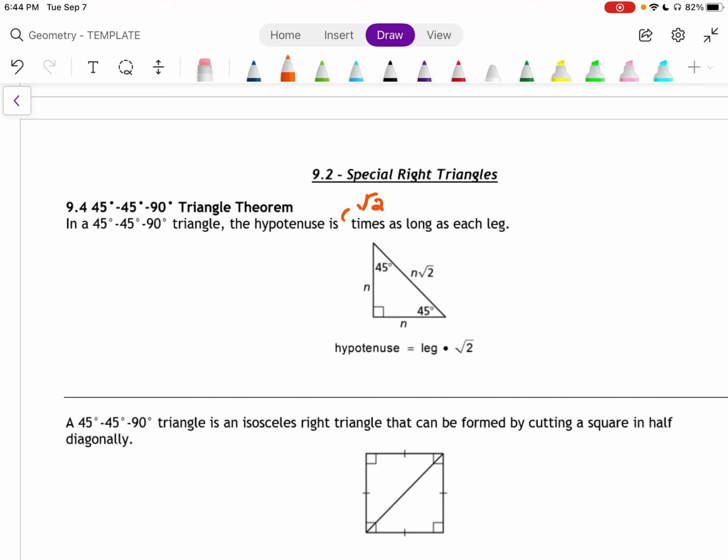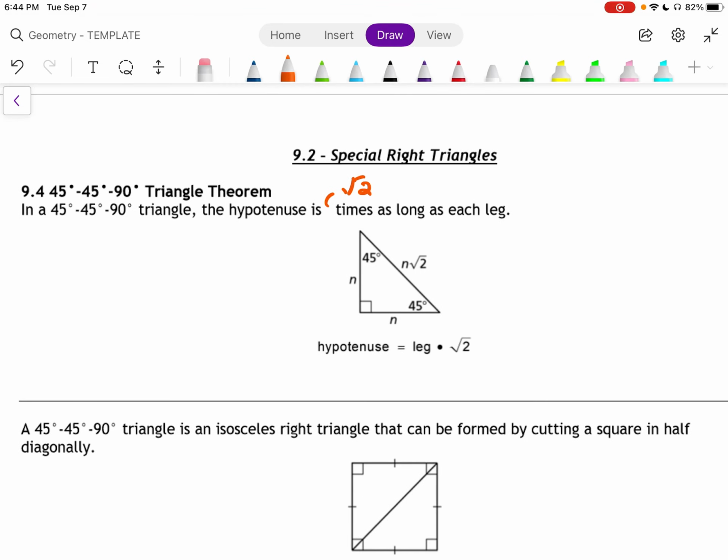So in this diagram here, and this is a good diagram to just kind of embed in your memory, we've got a 45, 45, 90 triangle. Each leg length is n, here and here is n, and the hypotenuse is n times root 2. Now, if you're able to remember this picture, it'll make a lot of homework problems go by really quickly.